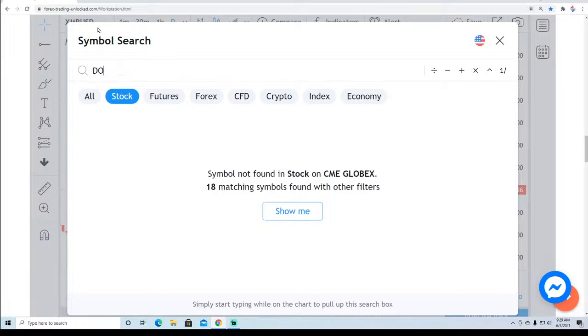So let's look at the Dogecoin that everyone keeps looking at. Whoops, let's do it right.